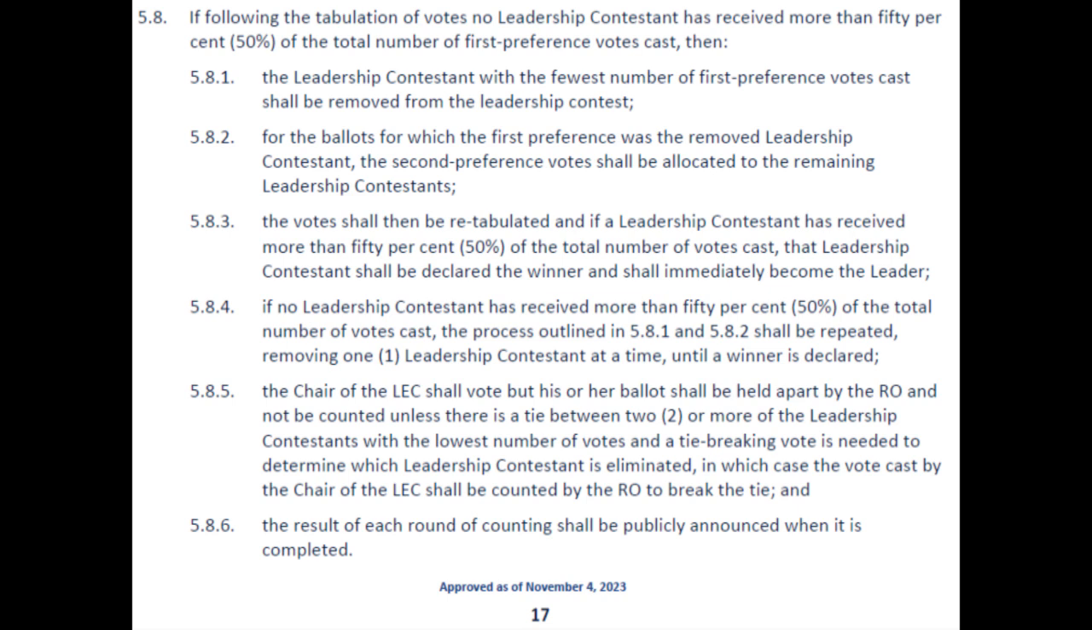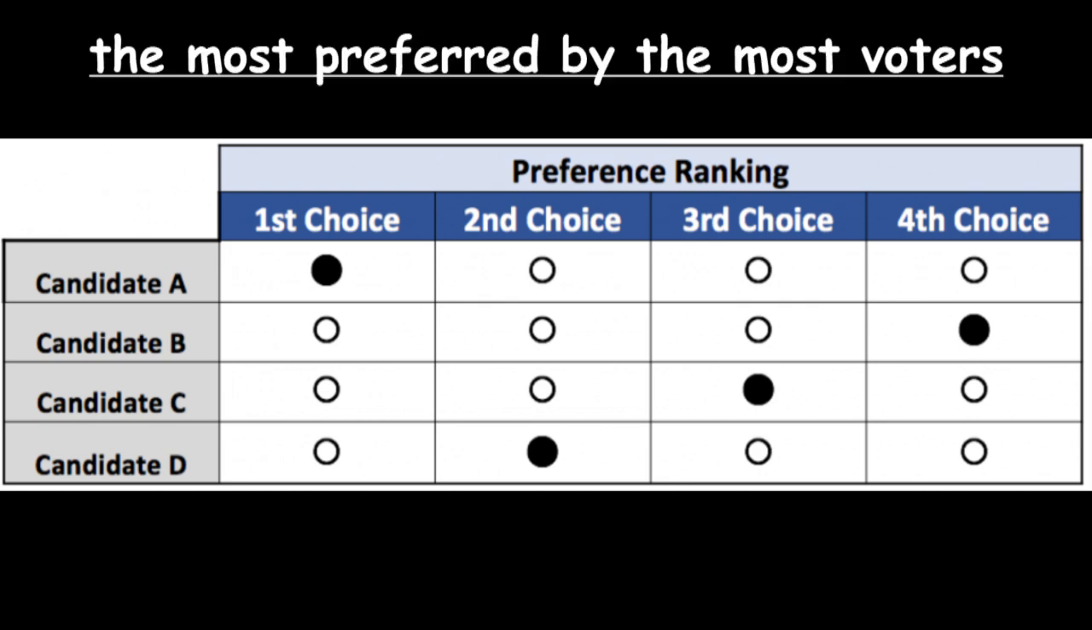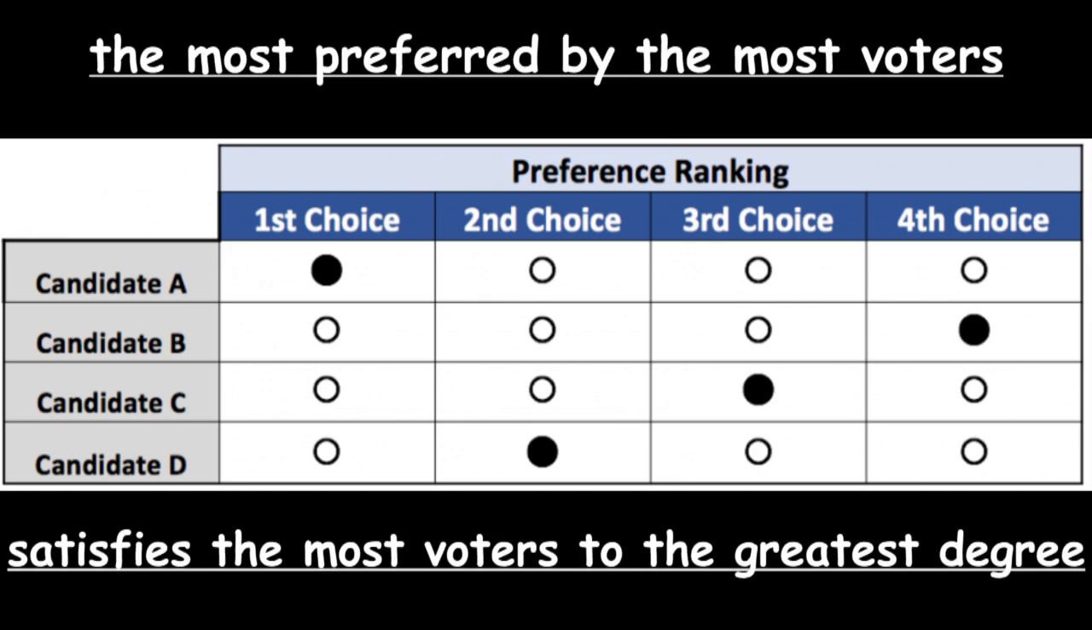Without going into details here, by going beyond the standard steps, looking at the alternate choices of the supporters of the final two candidates in a double elimination type process, and by also comparing all the candidates in a head-to-head manner, the chosen outcome will always be the one that's the most preferred by the most voters and satisfies the most voters to the greatest degree.